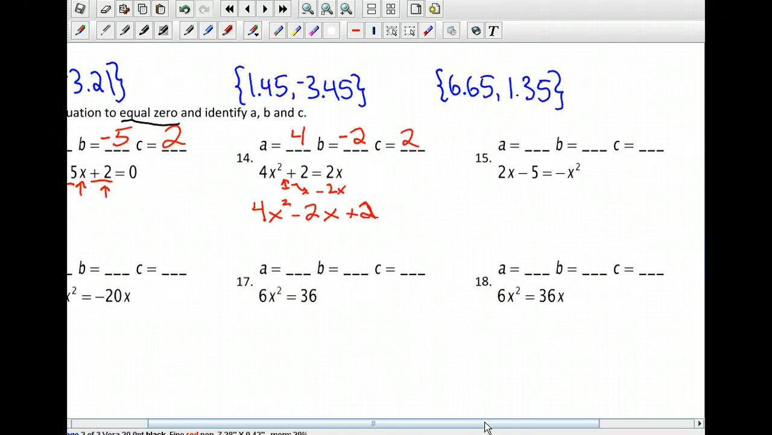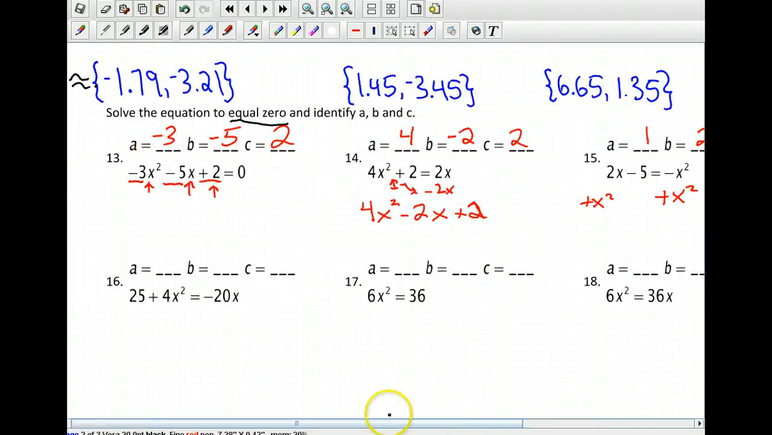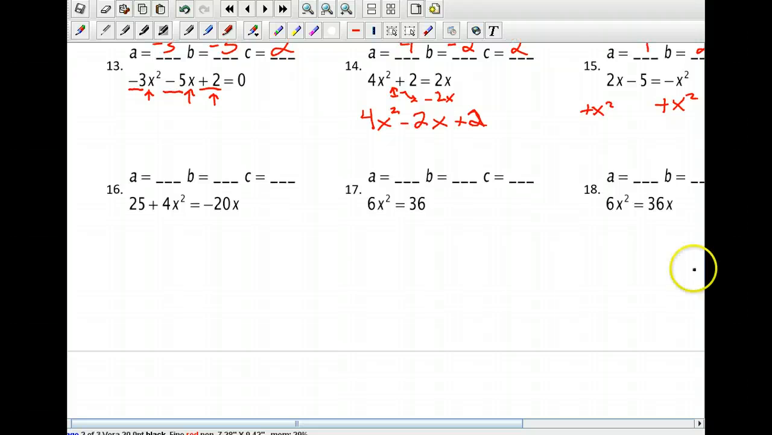What about number 15? What is A, B, and C here? A is, B is, and C is -5. So this one we'd have to add x squared to both sides. Over here, number 16, A is, B is, C is, good. So adding 20x to both sides.